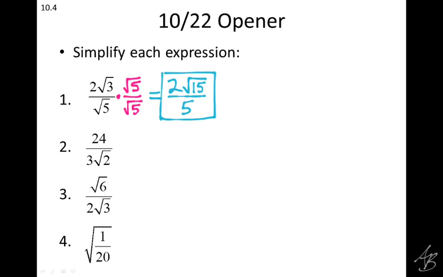There's something that will reduce before we can get rid of the square root. Can I simplify the 24 with the 2? Can I simplify the 24 with the 3? Yes. Make sure you don't simplify it with the 2, because the 2 is inside the square root and the 24 is outside the square root.